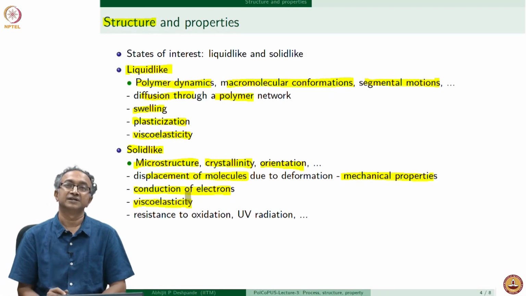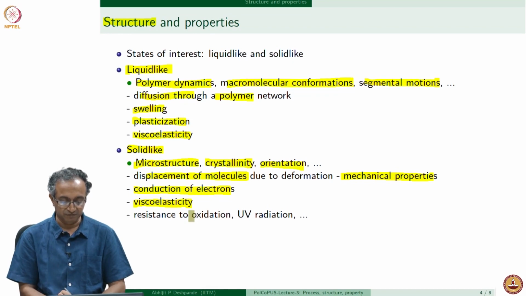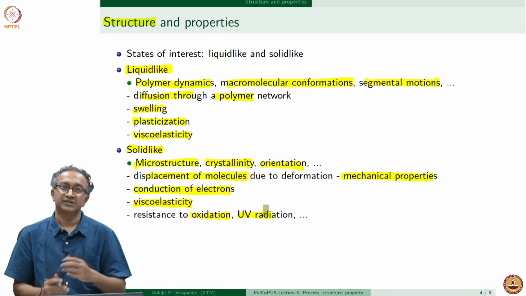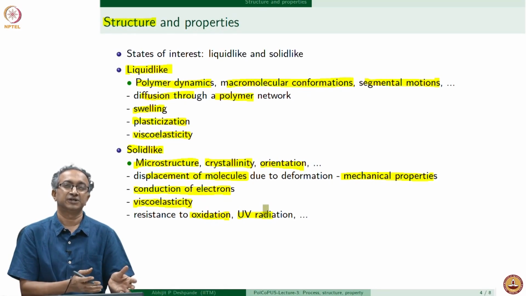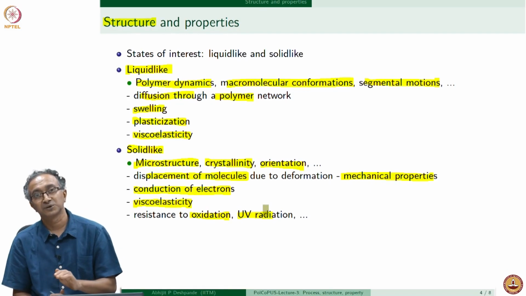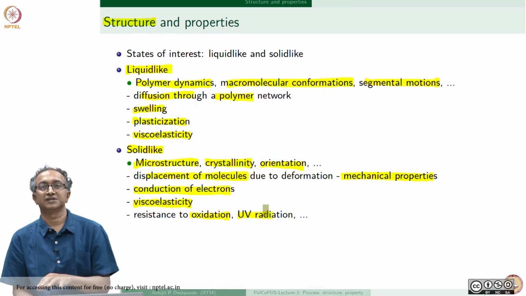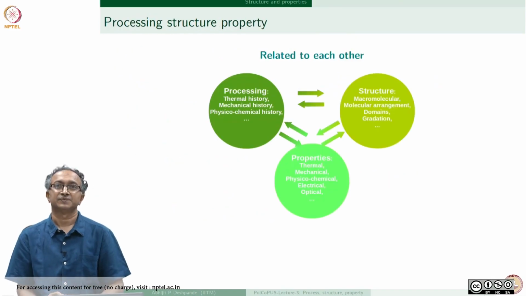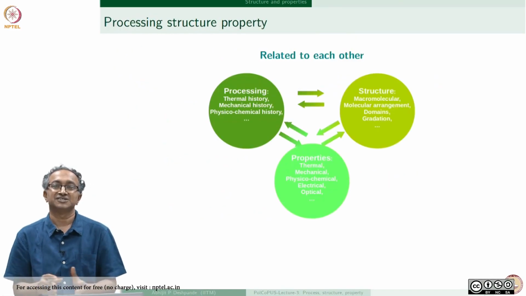And of course in the solid state we also have to worry about, for example, can oxygen come in, is it resistant to UV radiation, are chemical reactions happening in the solid state, because this will determine the overall performance of the polymer. So in a nutshell, we have seen what is meant by processing of polymers, what is its structure, and what are the properties. Now all of these are interrelated to each other. So generally this is called a process structure property triangle of the polymers.